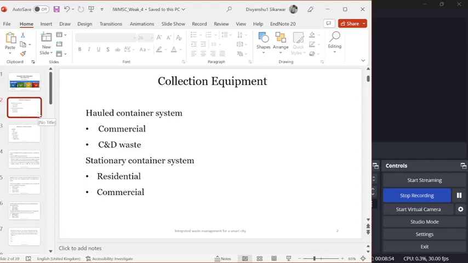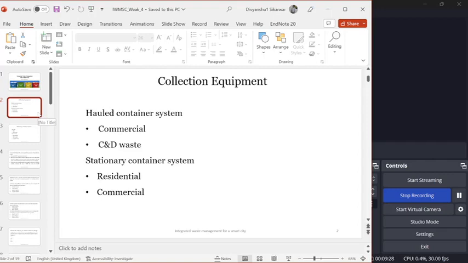So in a hauled container system, the containers collect waste at a particular location, normally commercial and C&D waste. In commercial locations, the amount of waste collected is large. Similar is true for C&D waste. The amount and weight of the waste is very high. That's why hauled containers are used for both purposes.